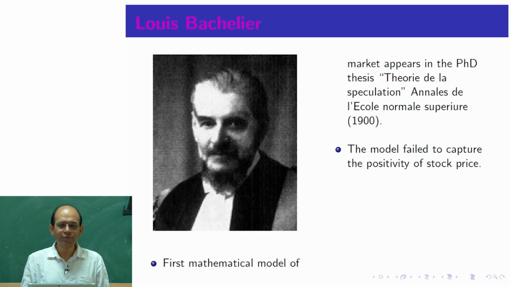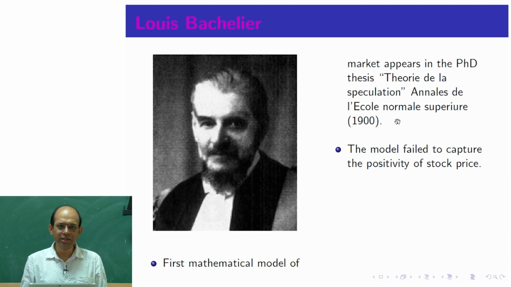However, he used random walks, and then he came up with the correct formulation of Brownian motion in his PhD thesis as a limit of random walks. This is actually 5 years before Einstein's paper on Brownian motion. The model, however, failed to capture the positivity of stock price. Brownian motion can go negative, so as a model it was pretty much useless for application.